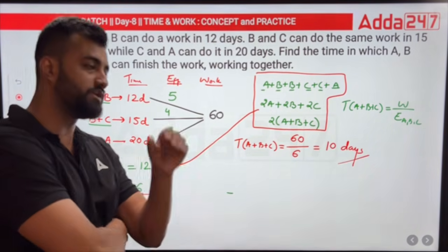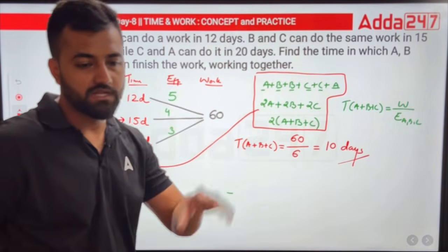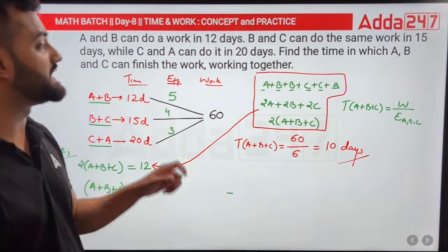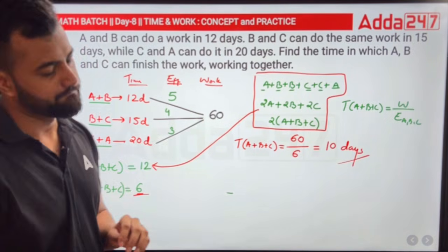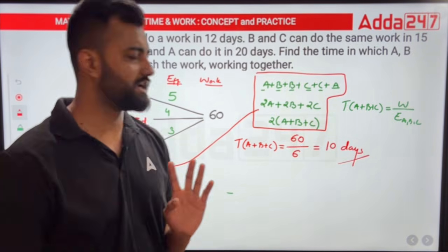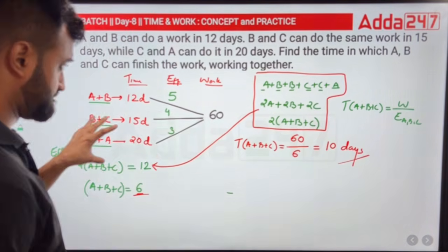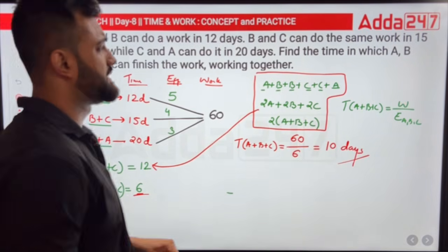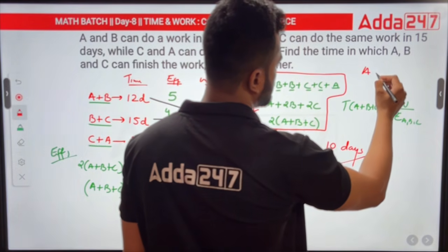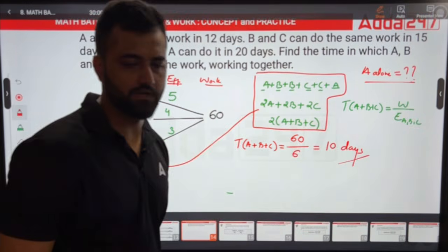In your LDA, they asked exact same question, but they did not ask the time taken by A, B, and C together. What they asked was time taken by only A or B or C. So how to do that? That's also very simple. I'll just show for one, you can do it for the others. Okay, see. In some cases, they might ask you to find the time taken by A alone. Suppose A alone working, how much time will A take if he works alone?